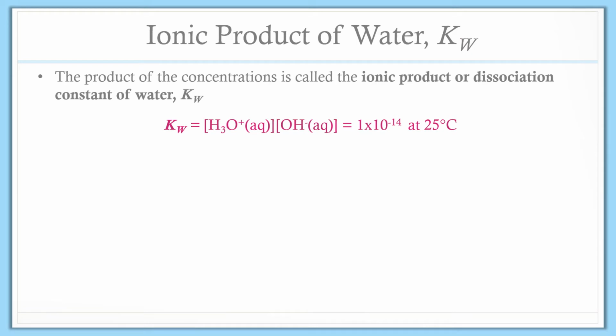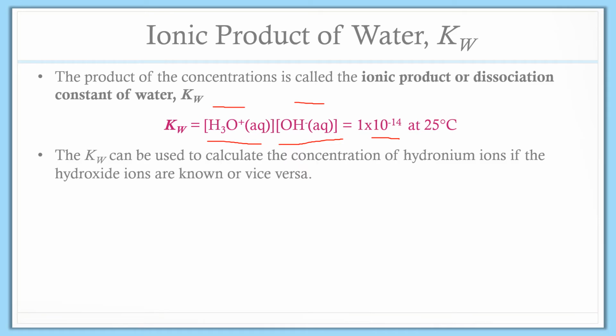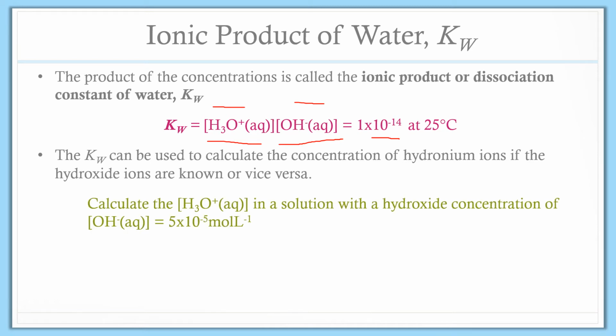Kw is equal to the concentration of hydronium times the concentration of hydroxide, and that is equal to 1 times 10 to the negative 14th, because 1 times 10 to the negative 7th here, 1 times 10 to the negative 7th here, equals 1 times 10 to the negative 14th. That's at 25 degrees C. If we change the temperature, the Kw will change. But if it doesn't tell you, assume that it's at 25 degrees. And we can use it to calculate the concentration of hydronium if we know the hydroxide and vice versa, because now we know the relationship between H3O+ and OH minus for a given pH.